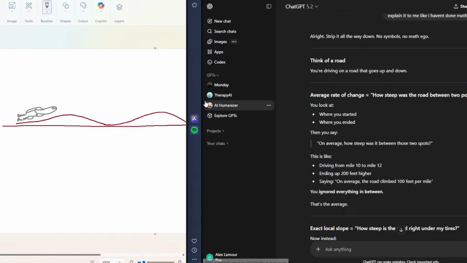I'm playing. All right. So, on average, you look at where you started, which we'll call here, and you look at where you ended. Let's say we end here. On average, how steep was it between those two spots? This is like driving from mile 10 to mile 12, ending up 200 feet higher. On average, the road climbed 100 feet per mile.